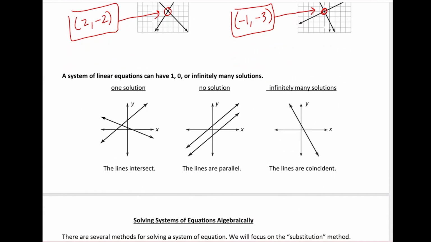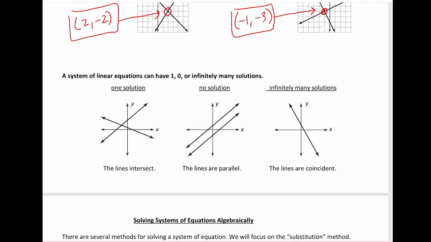But it is possible, if you have 2 parallel lines, that they never cross. And so it is possible to get no solutions, or 0 solutions, meaning there is no coordinate x comma y that satisfies both. In other words, there's not a point that's on both of those lines because they're never going to intersect.